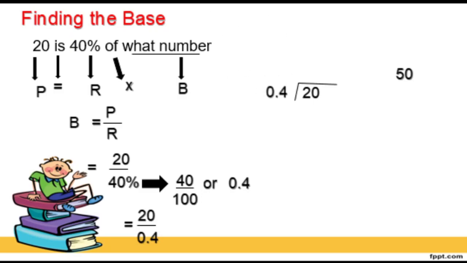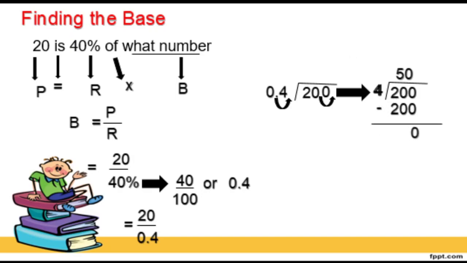Again, 0.4, move the decimal point once to the right, and then the dividend, move it once, then add cipher. So therefore, that becomes 200 divided by 4. So it is for 200 divided by 4 is 50, and 50 times 4 is equals to 200, and then subtract, so the result is 0. Again, our base is equals to 50.